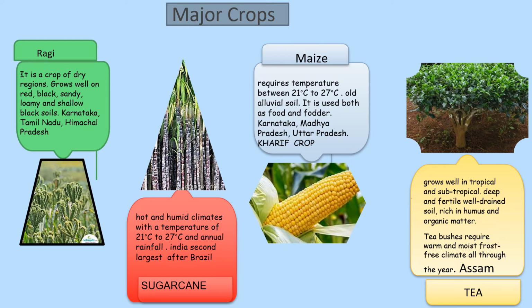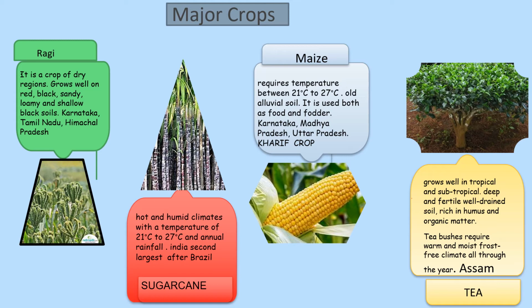It is grown in the old alluvial soil. It is used both as a food and fodder for cattle. Karnataka, Madhya Pradesh, Uttar Pradesh are the places where maize is grown. Maize is also a kharif crop.